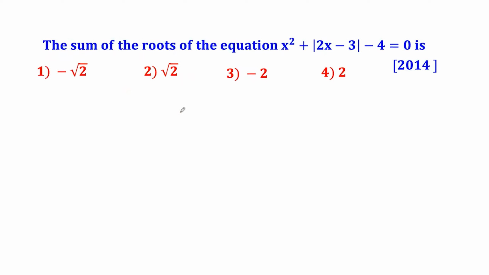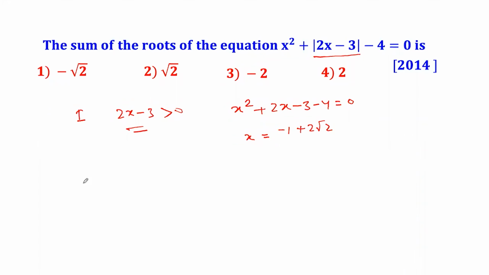Now, sum of the roots of the equation x square plus mod of 2x minus 3 minus 4 is, right? So look into this case, the modulus is given, right? So we don't have any idea how this modulus will work. So case first, if 2x minus 3 is greater than 0, then this will open as positive, and the restriction is x greater than 3 by 2. x square plus 2x minus 3 minus 4 is equal to 0, right? So x is equal to minus b plus minus, the basic formula I'm applying, 2 root 2. Minus will not satisfy because we have to take x greater than 3 by 2.